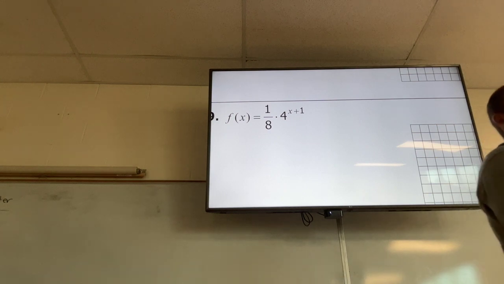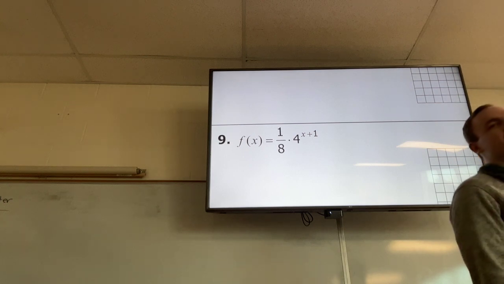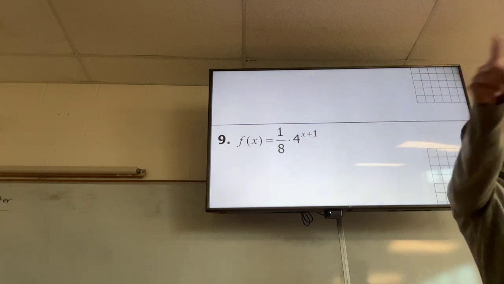I love compound interest. You're not going to retire without compound interest. Therefore, you're not going to retire without exponential functions. None of you will retire without exponential functions.